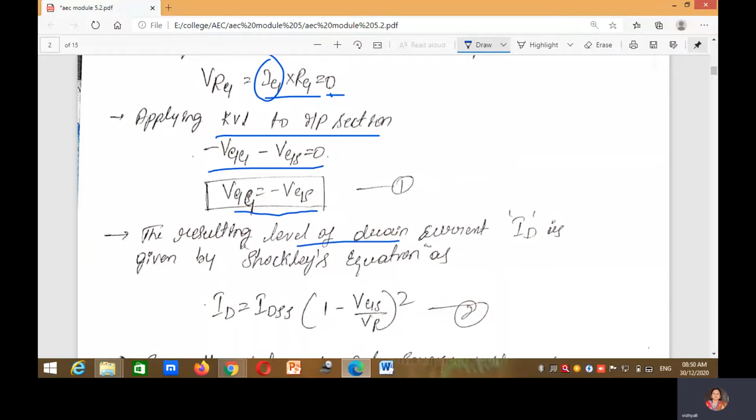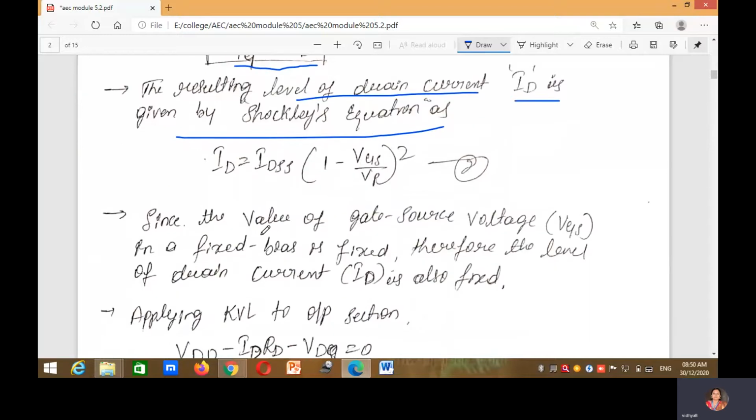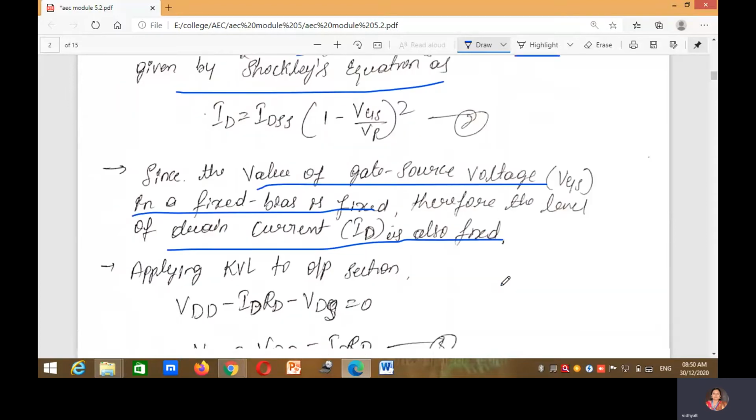The resulting level of drain current ID is given by Shockley's equation, which we have already discussed. ID is equal to IDSS into 1 minus VGS divided by VP, whole square. Since the gate to source voltage VGS in a fixed bias is fixed, the level of drain current ID is also fixed.